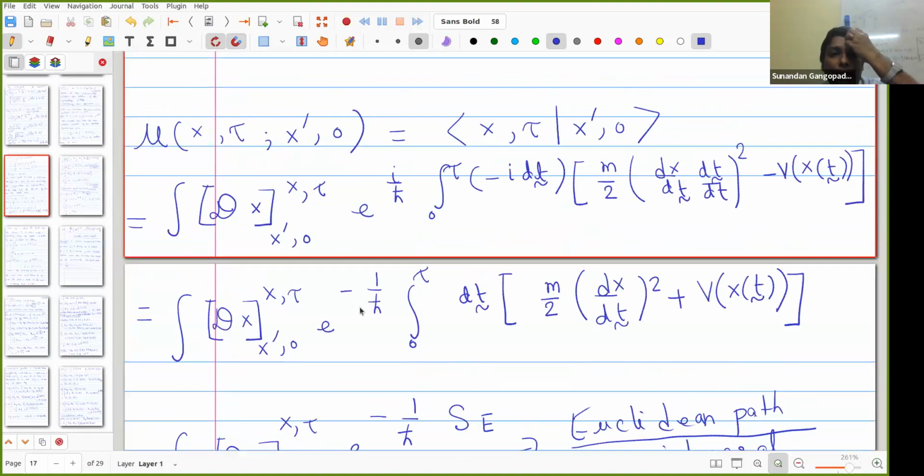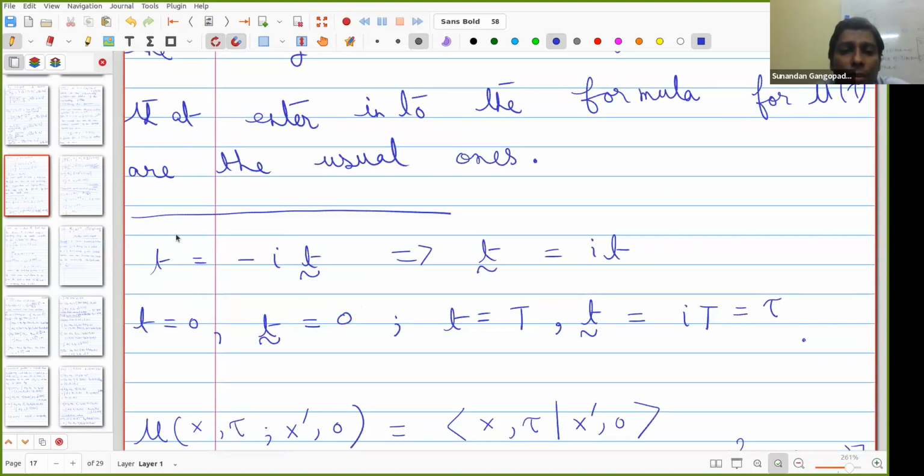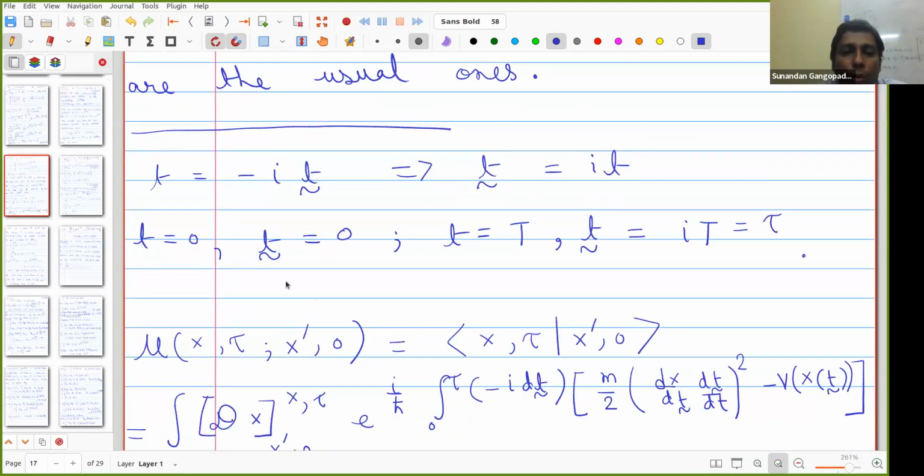Now let us go back a few slides, to the slide from where I started analytically continuing the time axis to the imaginary time axis. Look at the expression for the transition amplitude in the configuration form of the path integral representation. In that expression, I am just setting t equal to minus i t tilde. So I'm just rotating my time axis.